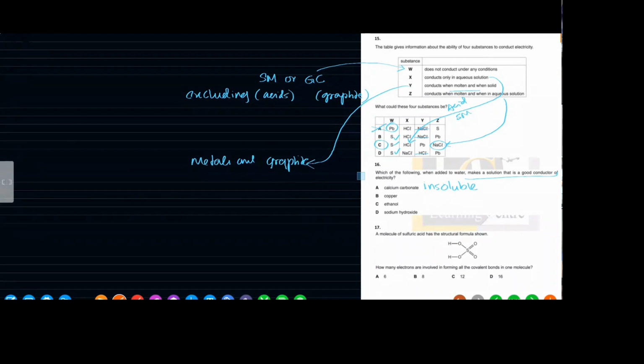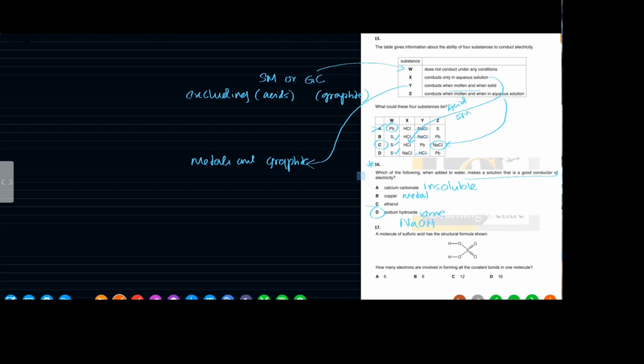Right? I'll put a star for the questions that are out of your knowledge so far. So if you couldn't do it, don't worry about it. Calcium carbonate is insoluble. Copper is a metal, right? But you can use the strategy to learn it. Strategically, sodium hydroxide is ionic, you know that, so it is the answer, even though you don't know the others.